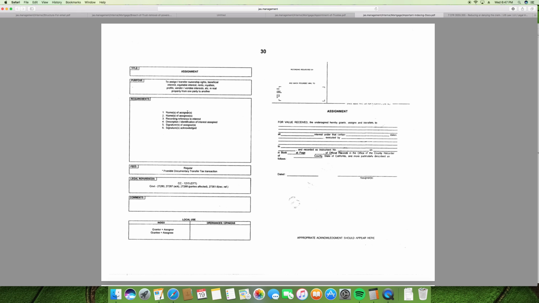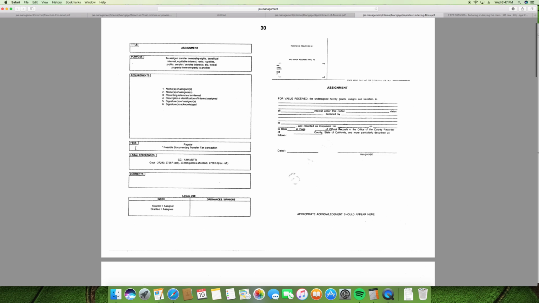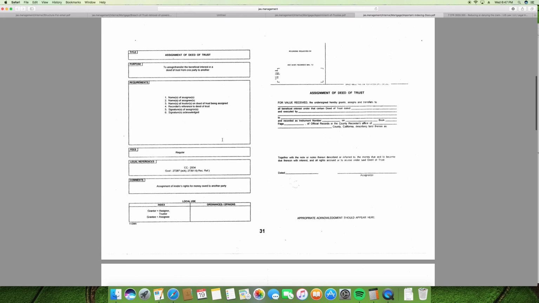They're saying, okay, I see the names of the assigner in there. That's the party 1. I see the name of the assignee. That's the party 2. Recording reference to interest. That's the description, identification of interest assigned. So this is, I guess, if there was a cross reference or whatever, the original asset that's being assigned. So this is an assignment instrument. You can assign the deeds, but this tells you everything that needs to be in there: the fees, the citations of authority, which you may or may not have to cite.